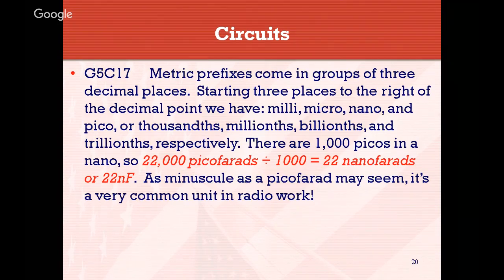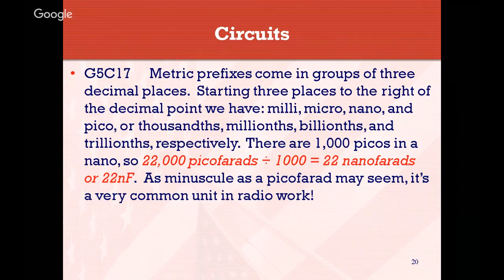So there are 1,000 picos in a nano. Dang, did I get that wrong? I'm backwards. Pico is smaller than nano. My apologies on that. I don't know what I was thinking here. So 22,000 picofarads divided by 1,000 equals 22 nanofarads, or 22 nF. Please forgive me for messing that up. I get a brain fart once in a while.